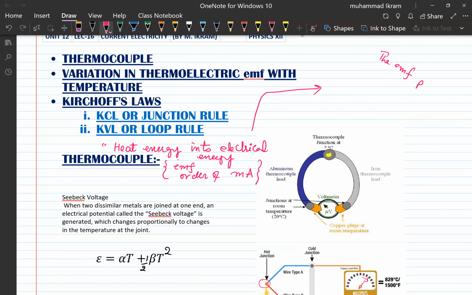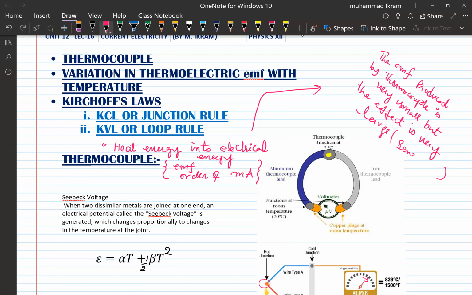Although the EMF produced by the thermocouple effect is very small, the effect caused by it is very large. What is that large effect? For example, it can be used as a sensor in most electronic devices, for example, a temperature or heat sensor device, which can even detect minute changes of temperature.